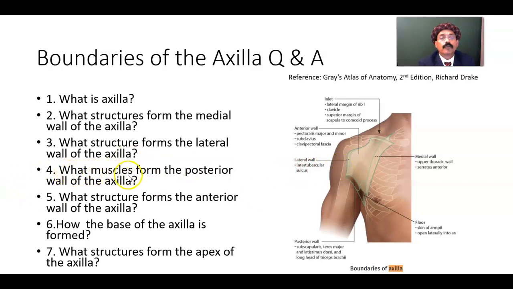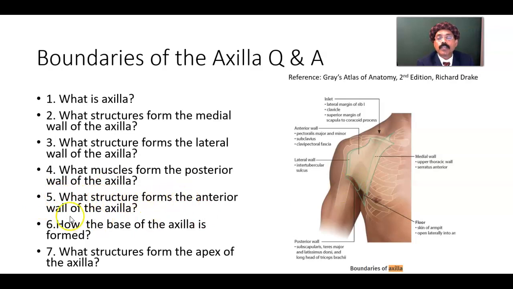What muscles form the posterior wall of the axilla? Again, the posterior wall of the axilla has the subscapularis muscle, the teres major muscle, the latissimus dorsi muscle, and the long head of the triceps brachii muscle.